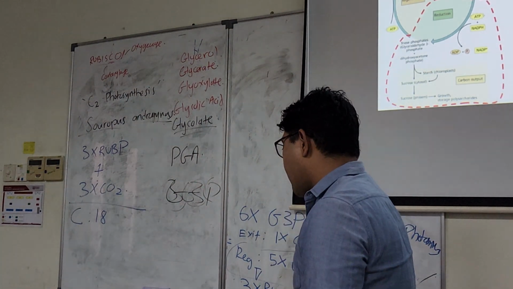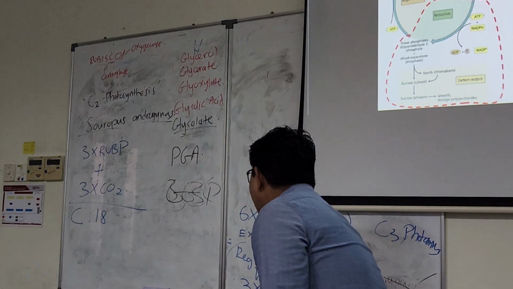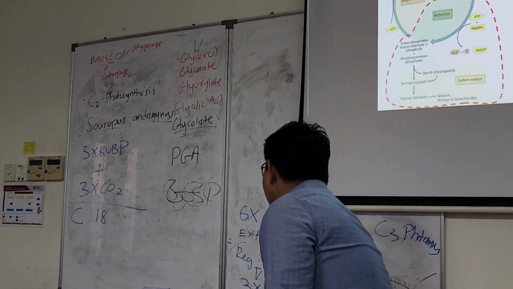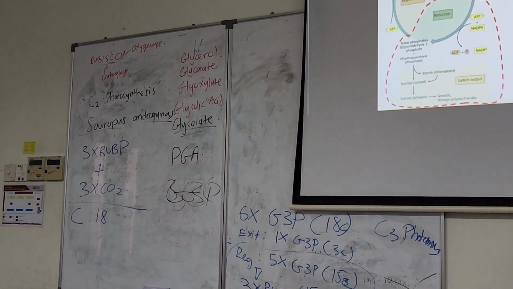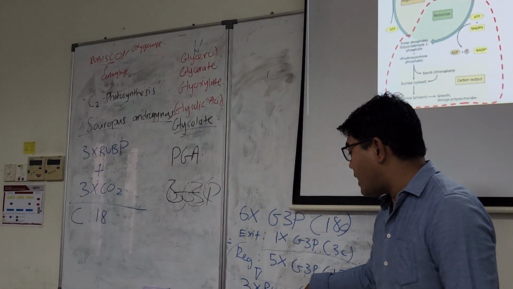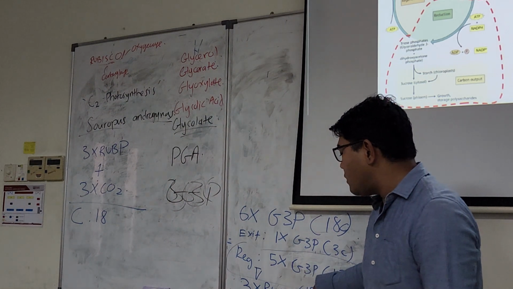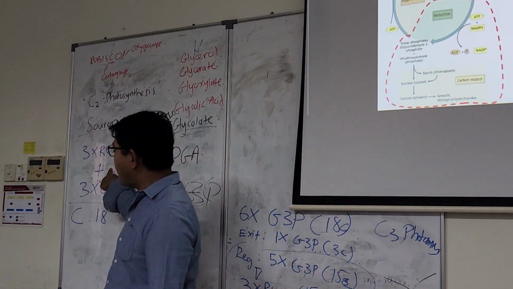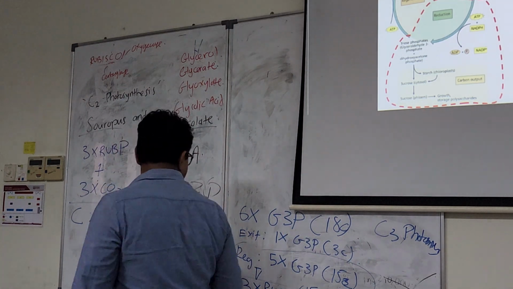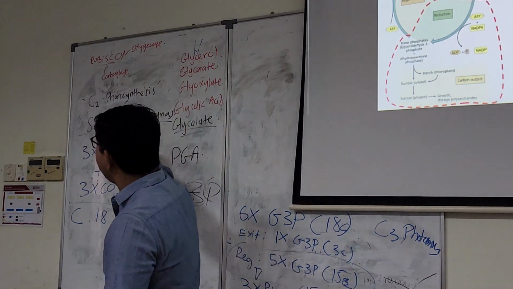This is 5 carbon, right? What about 3 molecules of RuBP? How many carbon? Still 15. And you get exactly the same. You end with 15 carbon, you start with 15 carbon as well. 15 carbon. This is 15 carbon.